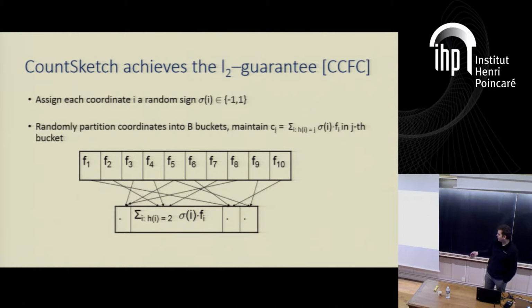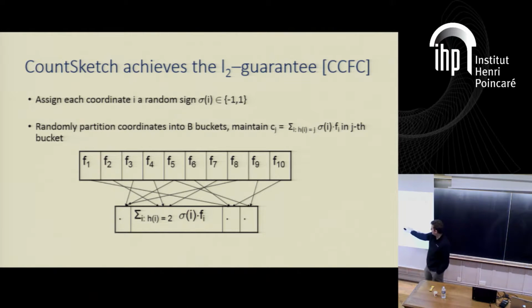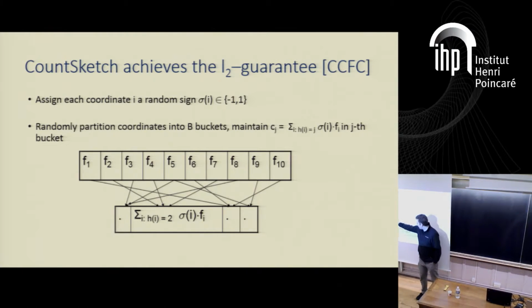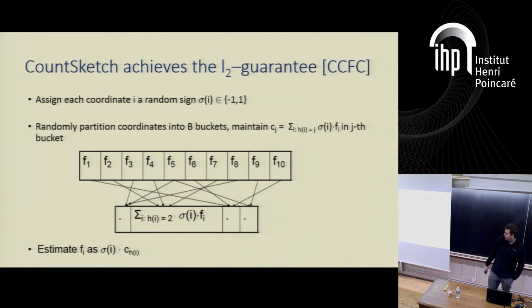Note that this is very easy to maintain in a stream, because if I get an update to an item, say I get an insertion to item 2, then I just add its sign to the corresponding bucket. And at the end of the stream, I'll have maintained this count. So this is a good data structure for estimating individual frequencies. So how can I estimate frequency f sub i?